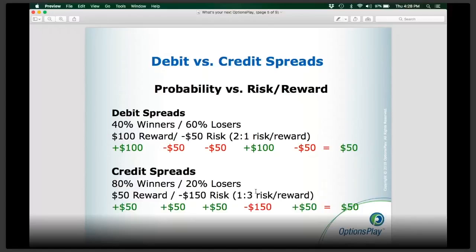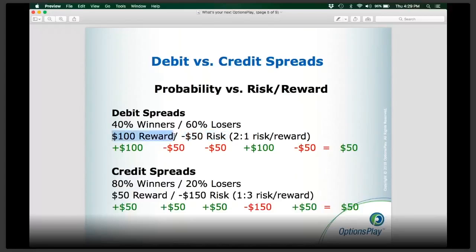I talked about how debit spreads are typically lower probability trades that have better risk to reward ratios. Here's an example. With debit spreads, typically you'll have about 40% of them being winners and maybe 60% of them being losers. And a lot of people ask us, why would you bother trading something like that? The answer is because for every dollar you risk, you're generally trying to gain more than double that amount on the trade.